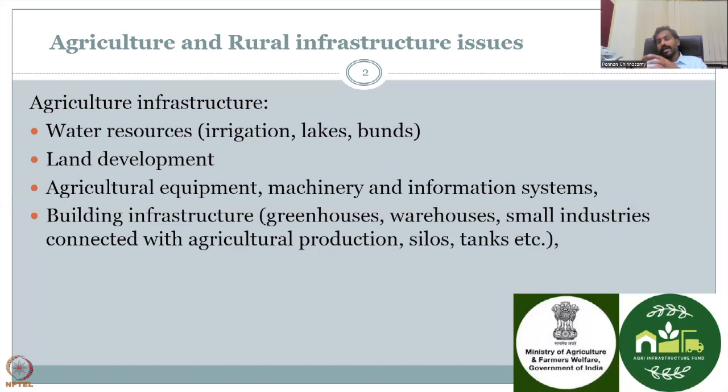These silos and tanks require a lot of instrumentation and energy and power. All this energy and power also come under agriculture infrastructure. For example, power needs to be supplied to keep the humidity under control in these silos and tanks. Otherwise, with excess moisture, the crop will be lost.